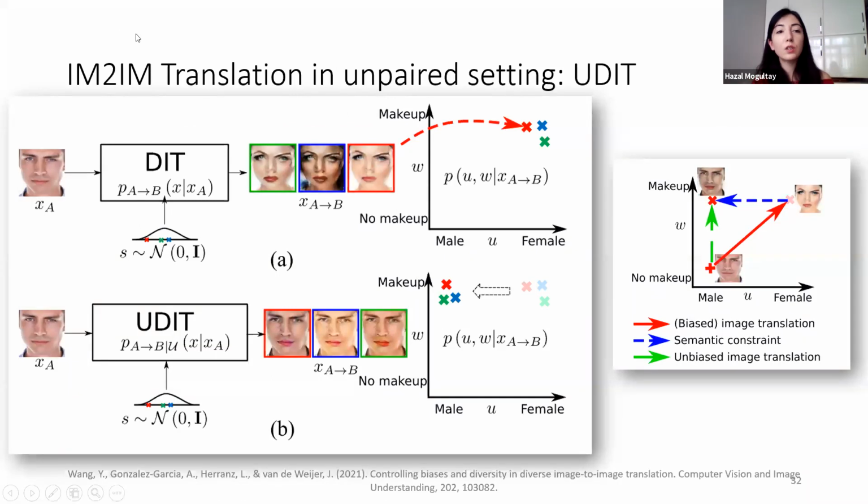So let's continue with another problem definition: image-to-image translation in an unpaired setting. We take one image from one dataset and one image from another, and we are to translate one to the other, but we don't have any paired supervised labels. In this example, we are taking male images in one dataset, and in the other, female images with makeup, and we are trying to put makeup on male images.